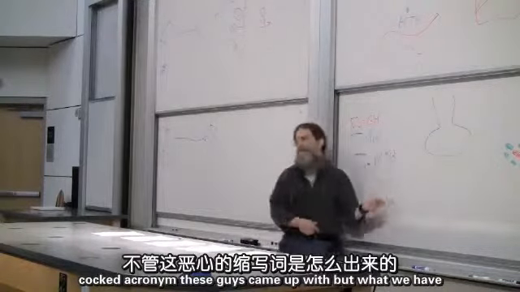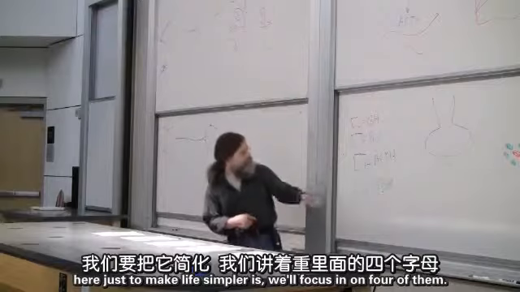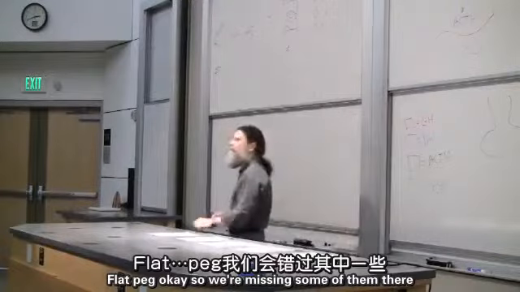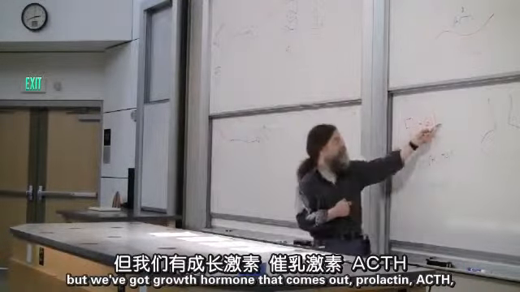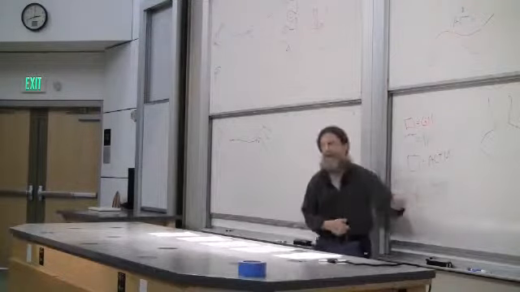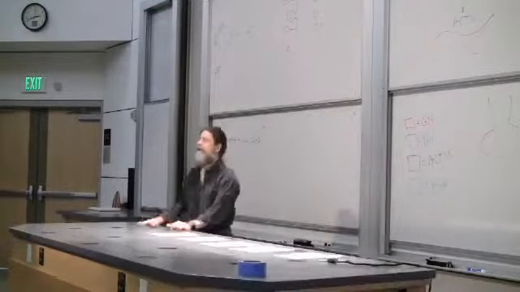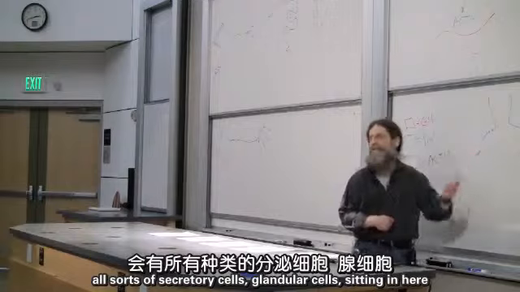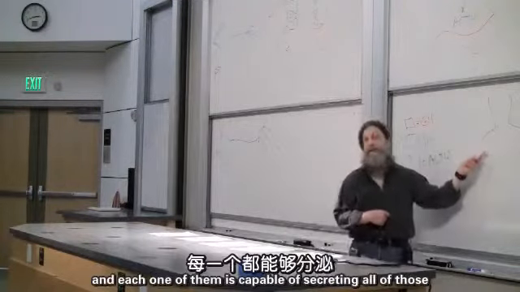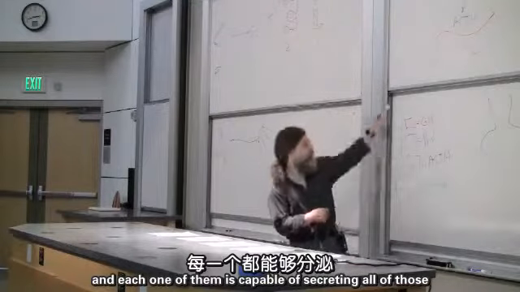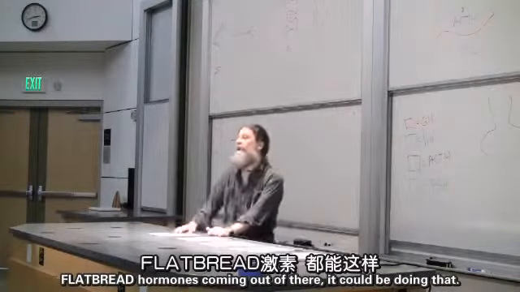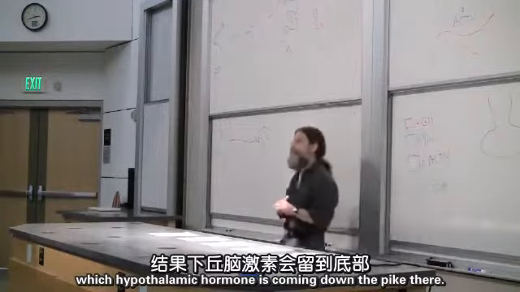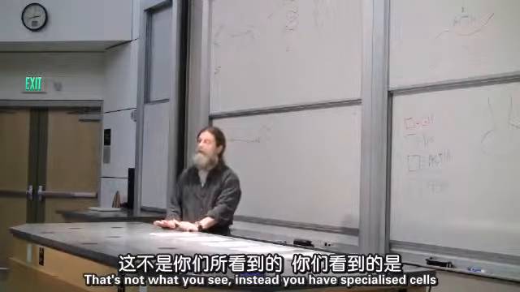But what we have here, just to make life simpler, is we'll focus in on four of them. Okay, so we're missing some of them there. But we've got growth hormone that comes out, prolactin, ACTH, follicle stimulating hormone. I'm picking these completely randomly. Okay, in the simplest possible of worlds, you would have all sorts of secretory cells, glandular cells, sitting in here, and each one of them is capable of secreting all of those flatbread hormones coming out of there. It could be doing that. And it would simply be choosing which, as a result of which hypothalamic hormone is coming down the pike there. That's not what you see.